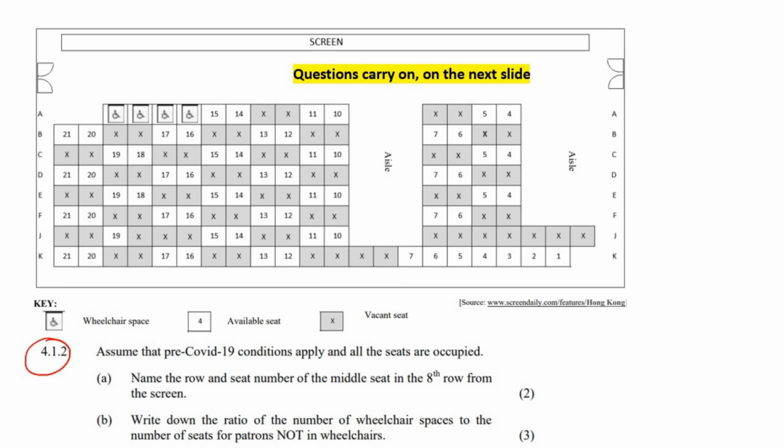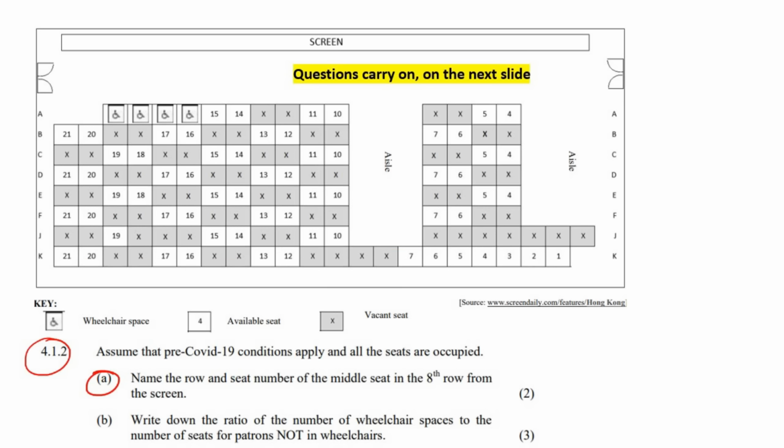This question says, assume that pre-COVID conditions apply and all the seats are occupied. So all of the seats that are allowed to be occupied are occupied. Name the row and the seat number of the middle seat in the 8th row from the screen. So this is the first row, second row, third row, fourth row, fifth row, sixth row, seventh row, and 8th row. So this is the 8th row.